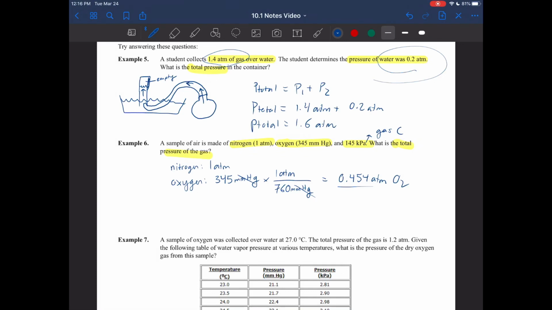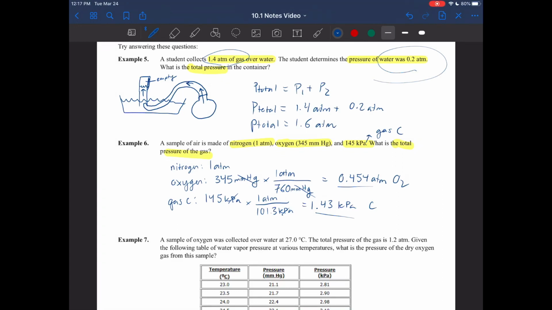The next conversion we have to look at here is the kilopascals. So we are given this third amount of pressure here, 145 kilopascals. So let's convert that here. I believe the conversion factor was there's 101.3 kilopascals in 1 atmosphere. So in this case, kilopascals cancel out, and now we do 145 divided by 101.3. And I am getting about 1.43 atmospheres as my answer here for that gas C, whatever that is.